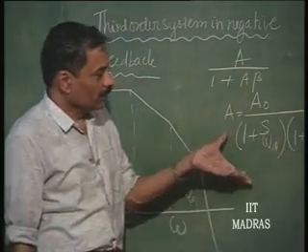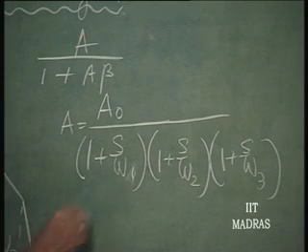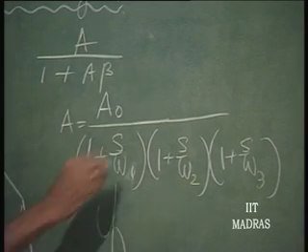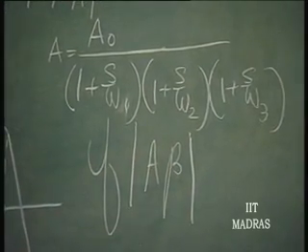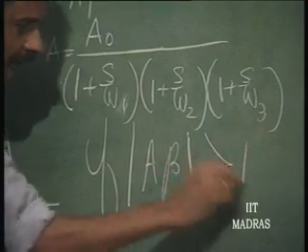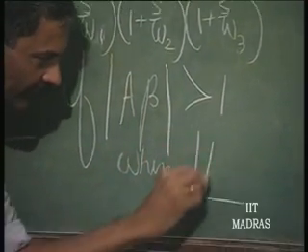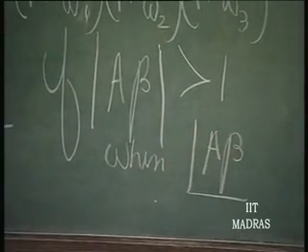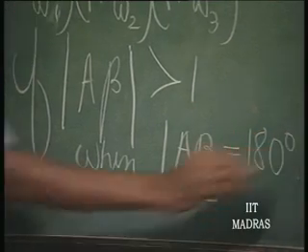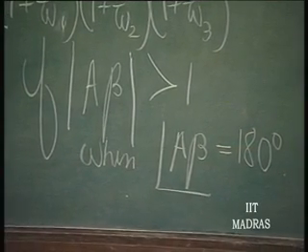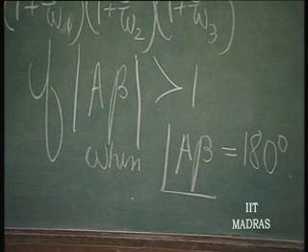So, this will invariably oscillate if the magnitude of A beta is greater than 1 when the phase shift of A beta is equal to 180 degrees. This is an important statement. This is called the Barkhausen criteria for stability or instability.